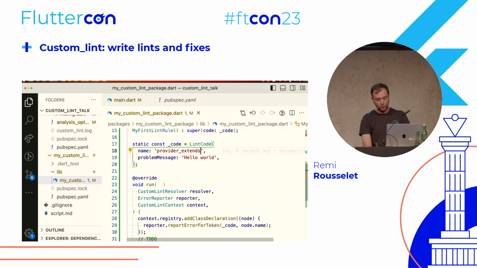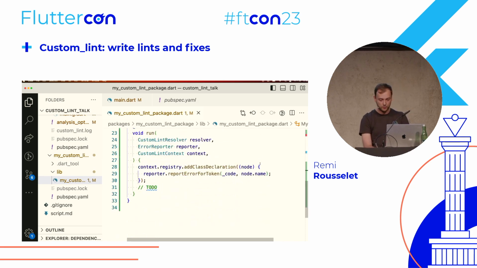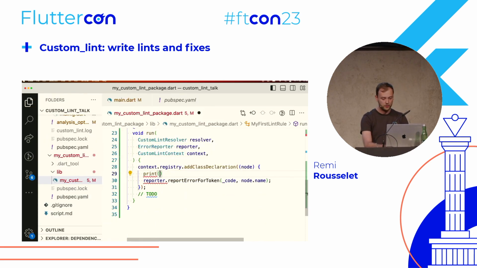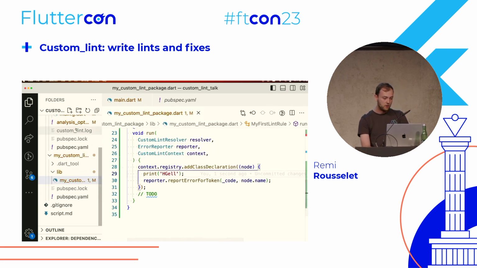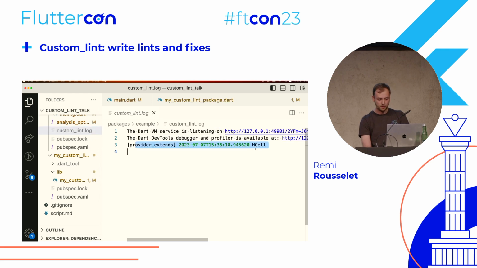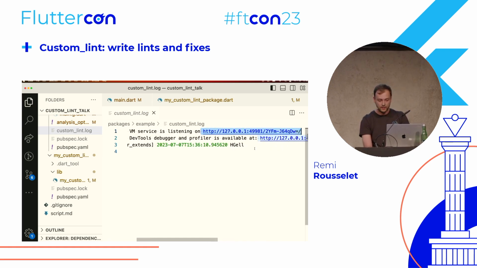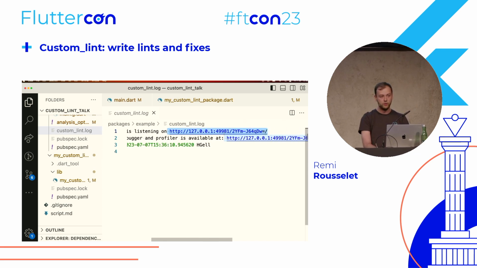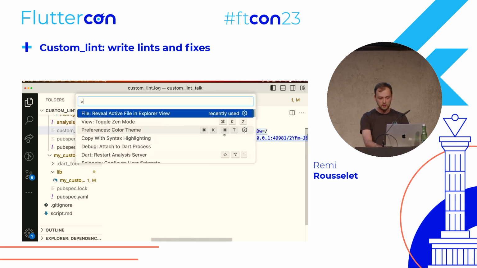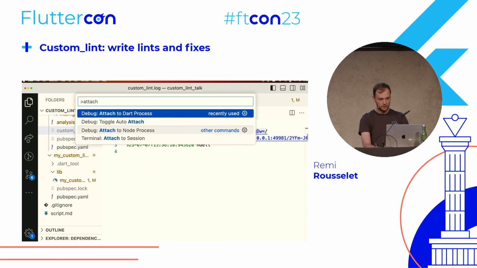But that's not all. We are also able to do prints in those files. For example, I can do a print in here, hello. And you'll see prints appear in a log file here with the timestamp and the name of the lint rule which defined it. And in this log file, you'll also find other valuable information. Like here we see a VM service URI. This link is useful if you want to debug your programs. You can copy paste this into the attach to process command.